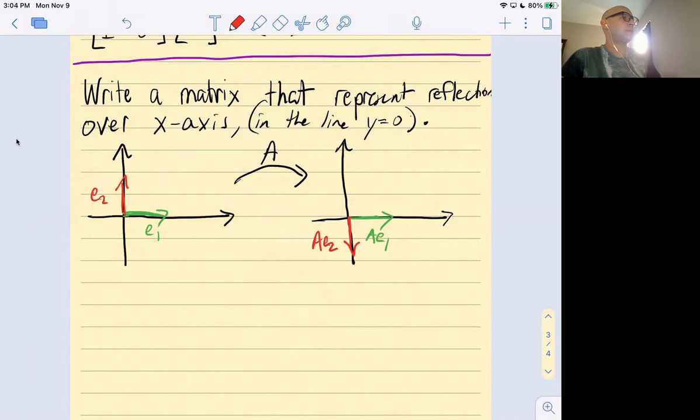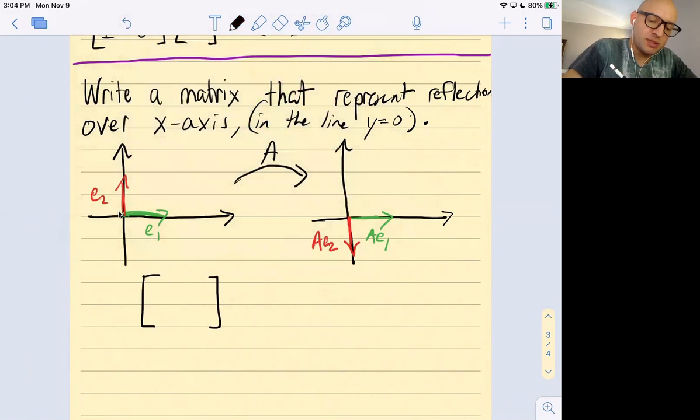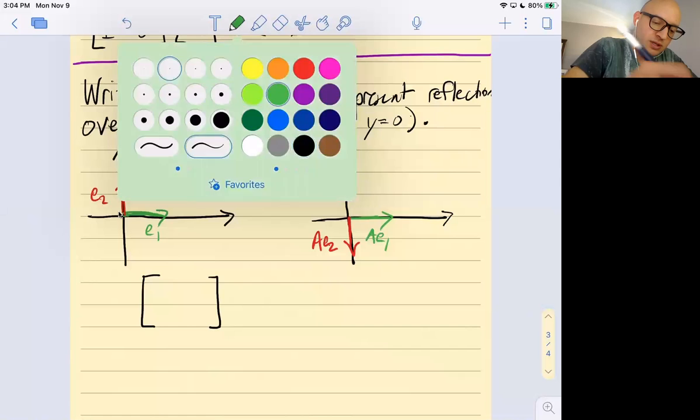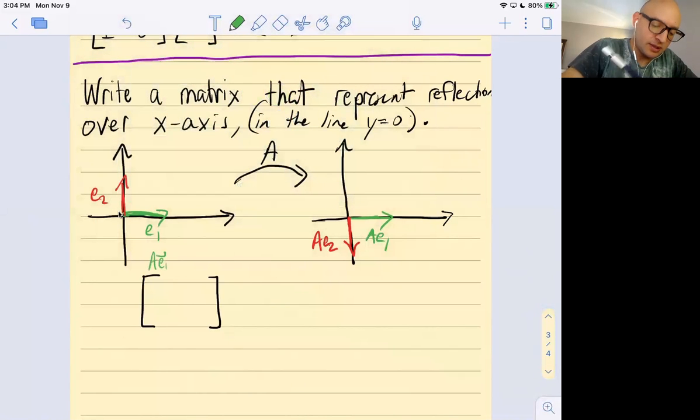Okay. And now we can write our matrix that represents this. And it's a very systematic thing we can do. We have our 2 by 2 matrix. The first column is what happens, we want to express where E1 goes to. So I'm going to write here the result of AE1. And over here, I'm going to write the result of what happens when I do it to E2. And so the general matrix will be 1, 0, 0, minus 1. This is equal to A.